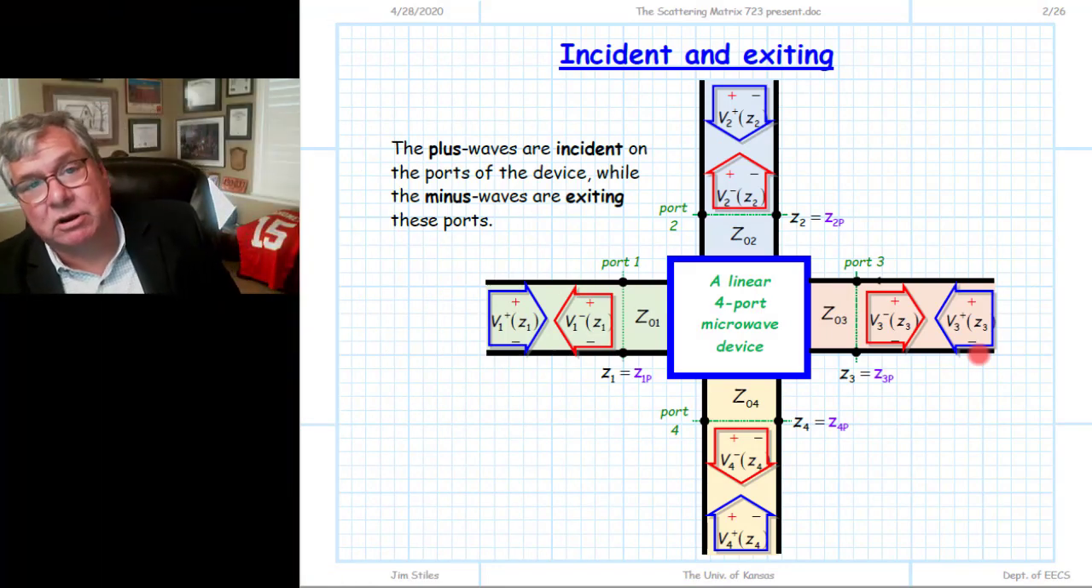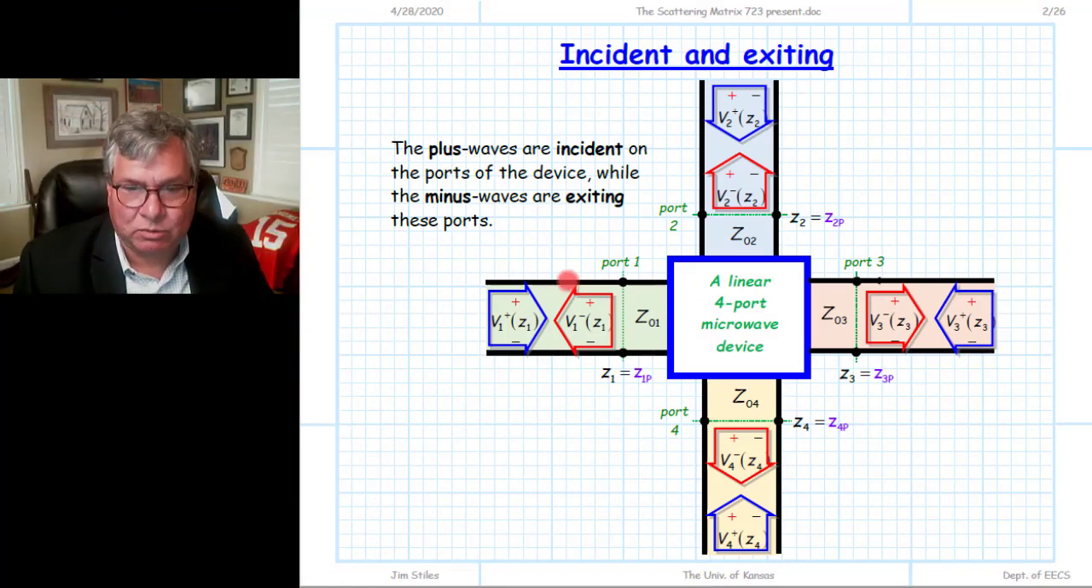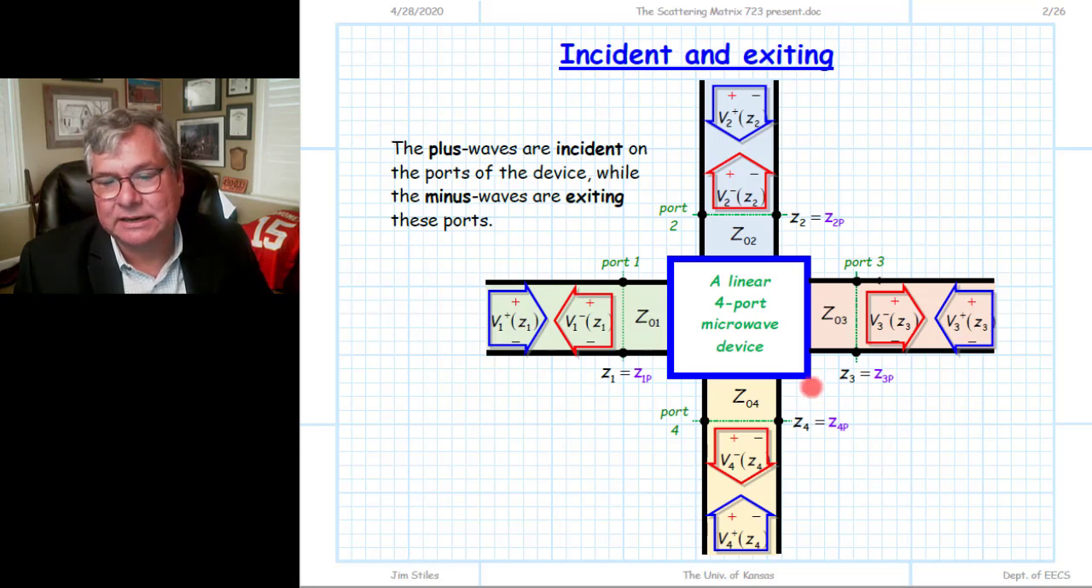It's important to note in our notation that the incident waves, the waves propagating toward the port planes, are the plus waves. And because of that, it must mean that the index z that we define along each transmission line must be increasing as it moves toward the port plane, as it moves toward the device. And so the index z we have for the scattering matrix cannot be arbitrary for each of the 4 ports. It must be increasing as we move toward the device itself.